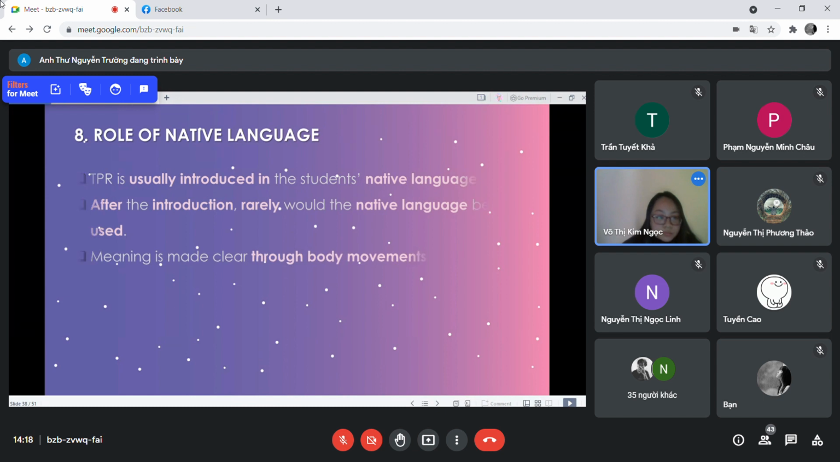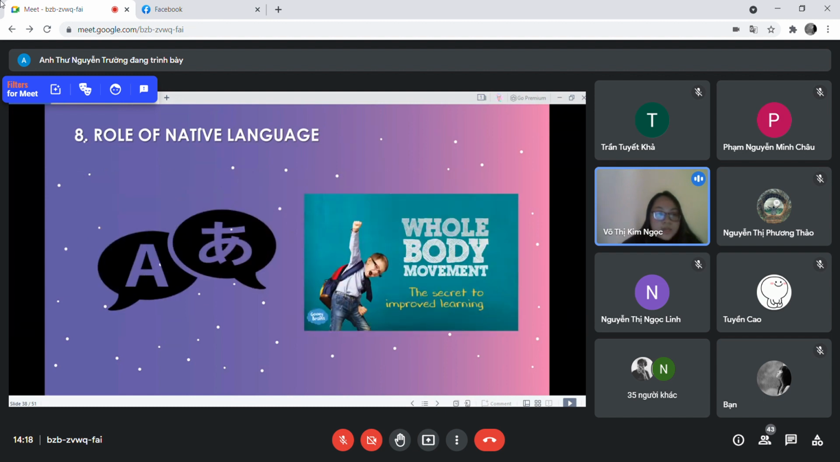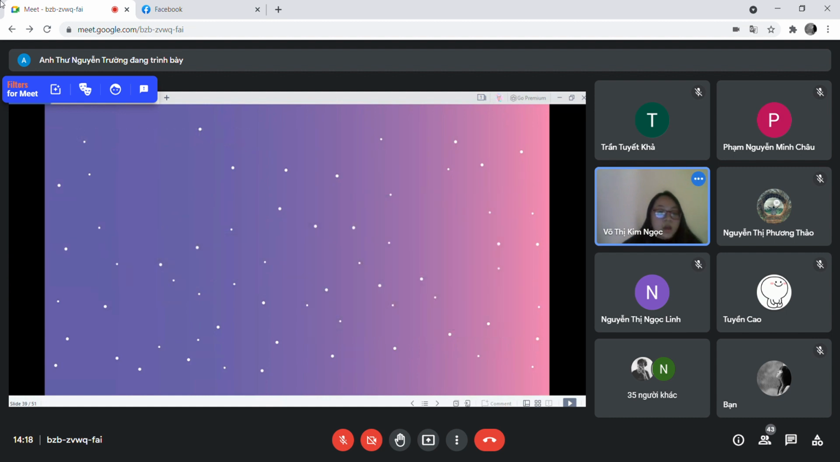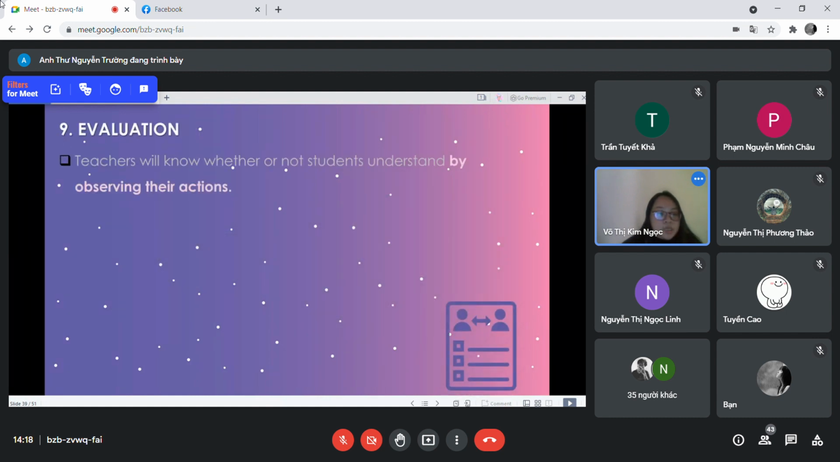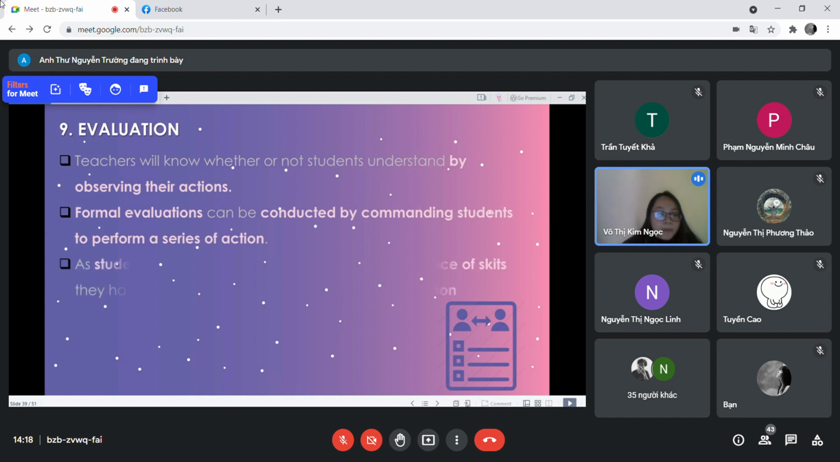And the next part is about how we can evaluate students. The teacher will know whether or not students understand by observing their actions. Formal evaluation can be conducted by commanding students to perform a series of actions. And when students become more advanced, their performance of skills they have created can become the basis for evaluation.